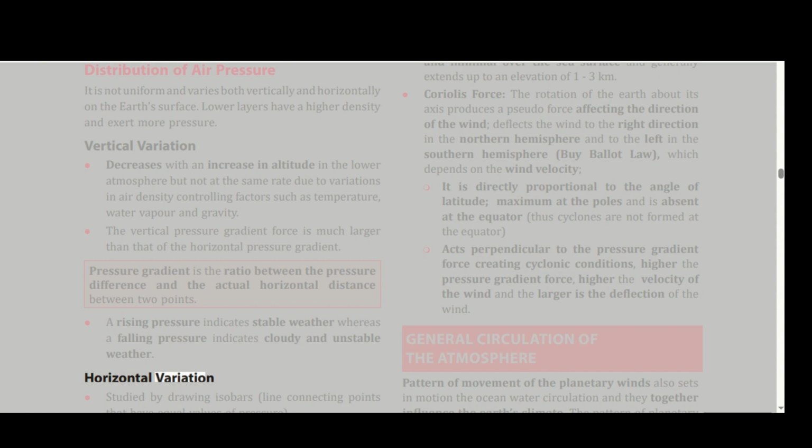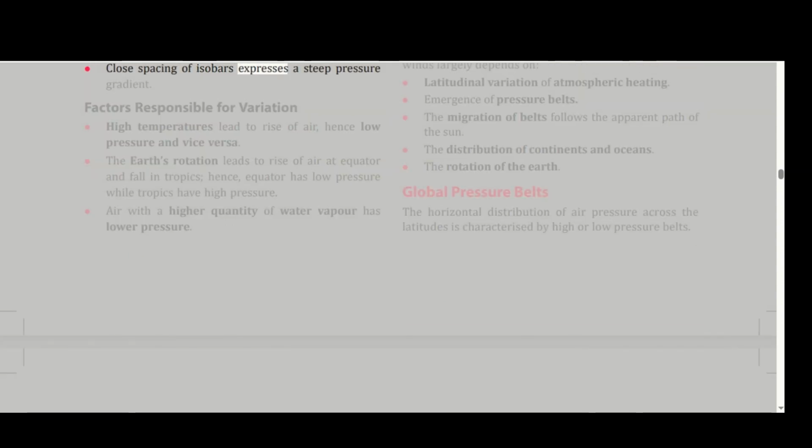Horizontal variation. Studied by drawing isobars, lines connecting points that have equal values of pressure. Close spacing of isobars expresses a steep pressure gradient.